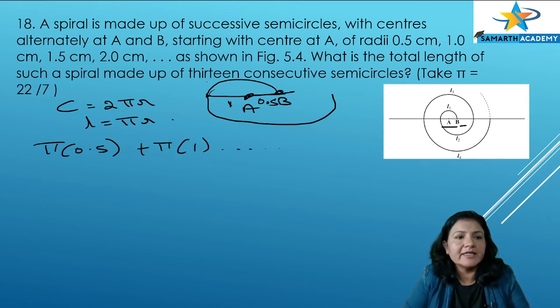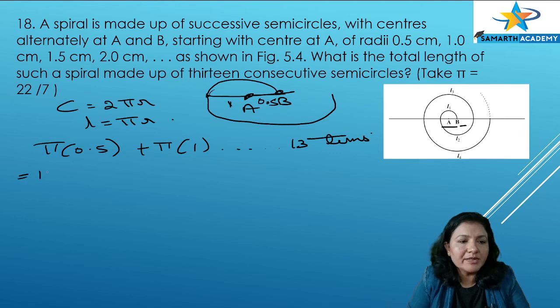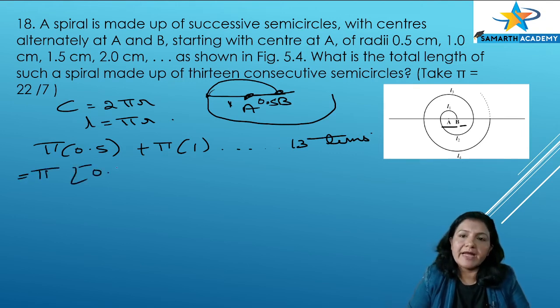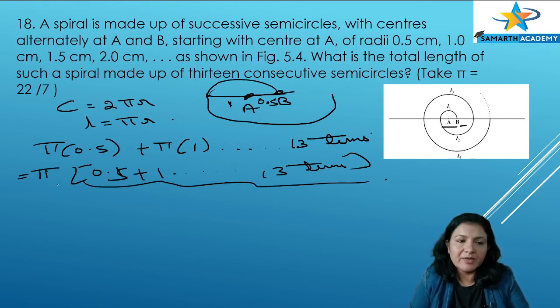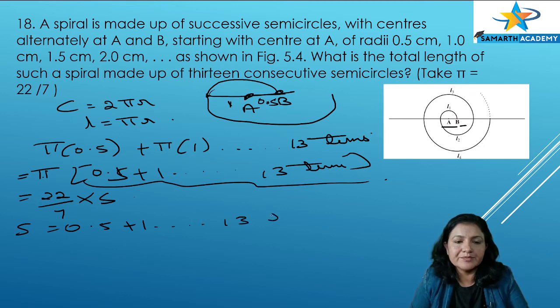He is saying that there are 13 consecutive semicircles. So 13 terms. So if I take pi common, what remains? 0.5 plus 1 and so on up to 13 terms. What we will do, we will find the sum of this by using the AP Sn formula and then put the value of pi as 22 by 7 and get it. So let me write this. 22 by 7 into S, where S is 0.5 plus 1 and so on up to 13 terms.